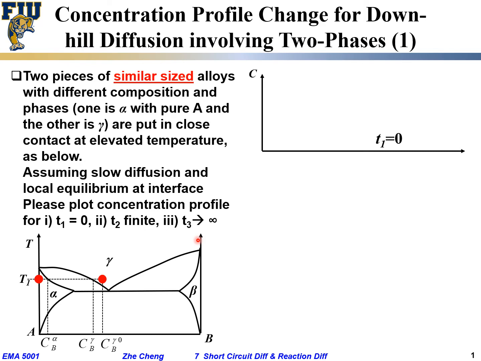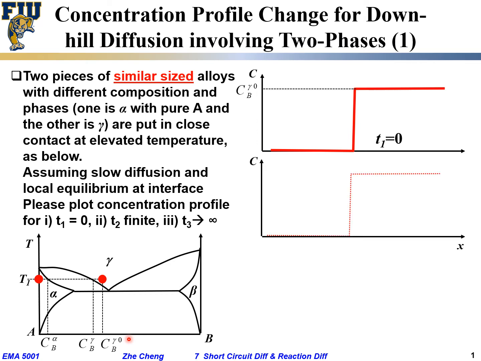T equals 0, how would you draw it? Similar step function, right? Nothing happened. So on one side, I have 0 for pure A. Step up. Of course, what I draw is not steep enough, but let's say it's a step up. And then constant, because the other side is just gamma at CB gamma 0. Make sense? That's your initial concentration profile.